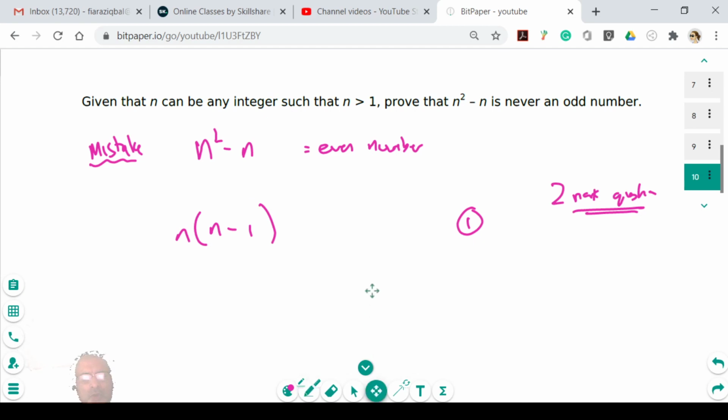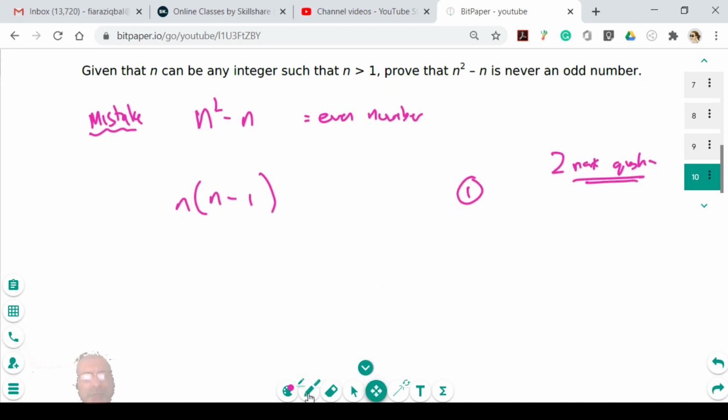So how do I go about proving this? Now this is the correct thing to do. The second mistake students make is they think, oh well, it says prove it's never an odd number, so what if I put in an even number? So an even number algebraically is 2n. So then we can go down, I'll substitute 2n in for n.